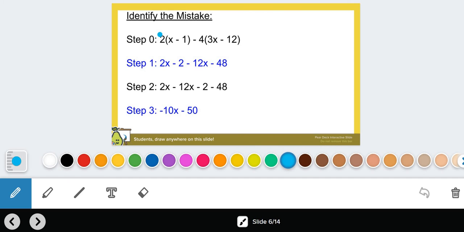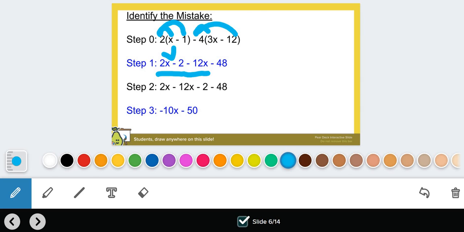A lot of us were able to do the first distribution and get this correct. But where some of us fell short a little bit is when we did the second distribution. A lot of us got this one right, but we forgot to do it here. And so, some of us left this as -12. Some of us did -4 and -12 and got an 8.